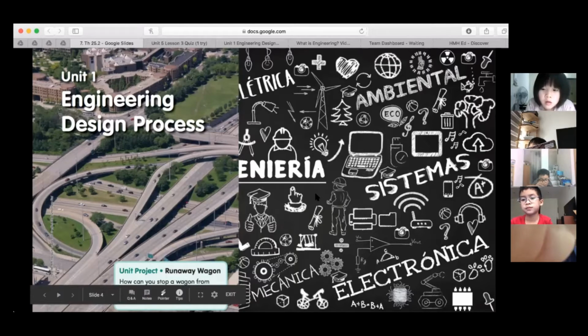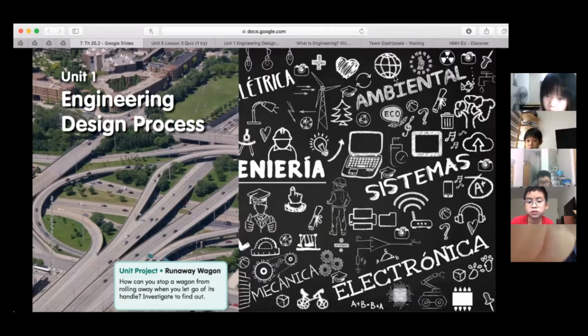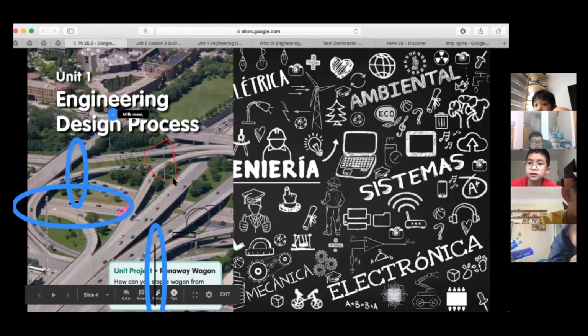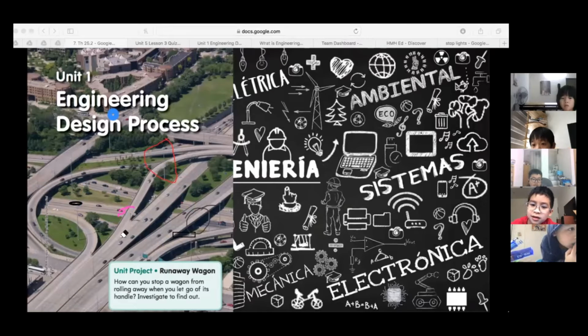Do you see any stoplights or traffic lights? Please circle the stoplight or traffic light that you see. Show me. Where are you seeing stoplights or traffic lights? Guys, these are not traffic lights or stoplights. These here are just the lights people use to see on the road.